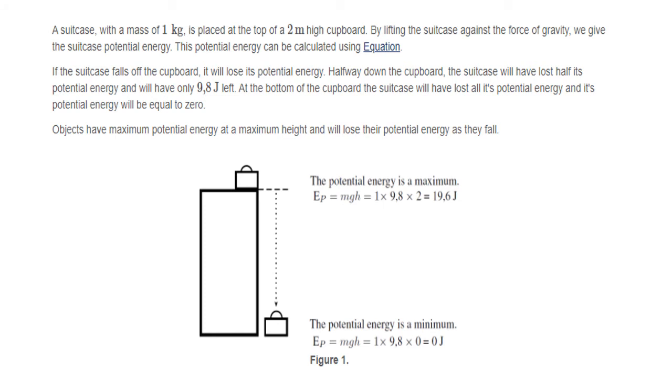This is another example about a suitcase with mass 1 kilogram placed at the top of a 2-meter high cupboard. If the ground is taken as the reference level of GPE, you'll notice that the potential energy at the top is mgh, which is 19.6 joules. When the suitcase falls down, h decreases gradually. Consequently, the potential energy decreases as well, and it reaches a minimum value of GPE equals 0 when the suitcase reaches the ground, because now h equals 0.